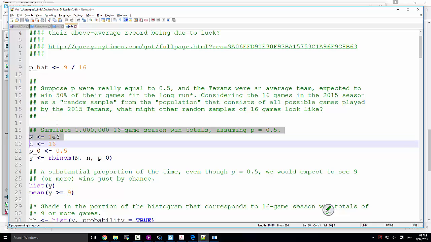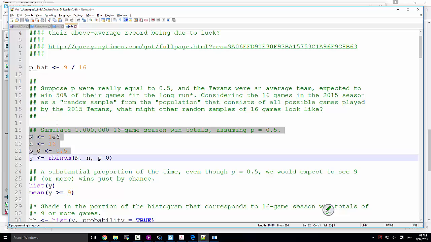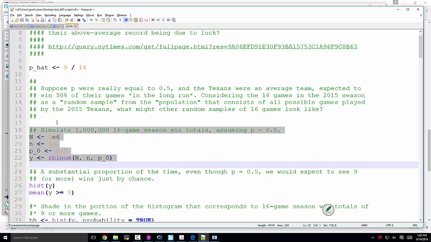Let's do n equal 1,000,000 simulations. Each time it's going to be a 16-game season, and the probability of success is 0.5 each time, we're assuming. This command will generate capital N, 1,000,000, draws from the binomial distribution. Each time, the number of trials is 16, and the probability of success on any one is 0.5.